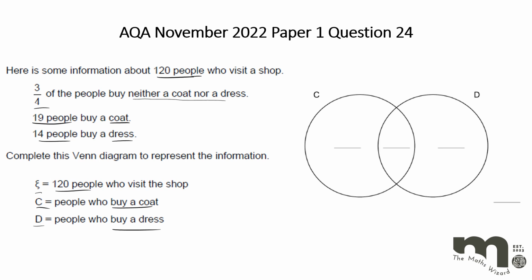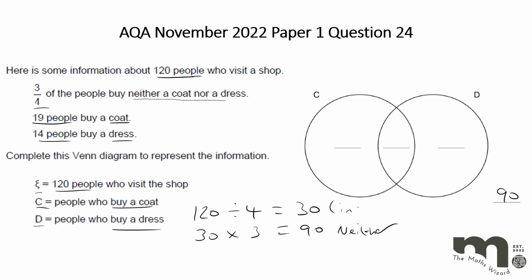Okay, so if we deal with the 3/4 first, 120 divided by 4 gives us 30. So that's 1/4. 30 times 3 is 90. That's 3/4. So that is basically your neither people, the people who don't buy a coat or dress. So they're on the outside of that diagram. So the people inside the diagram are these 30 purchasers, these 30 people here essentially.